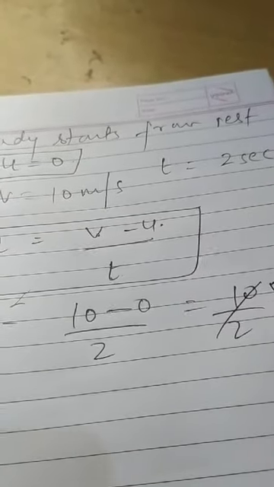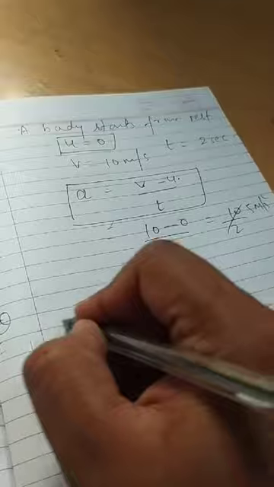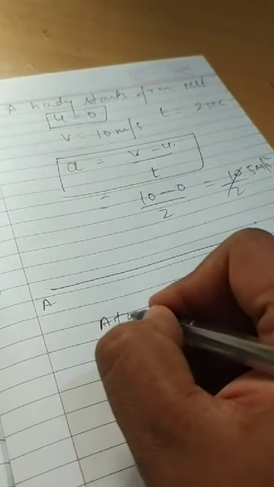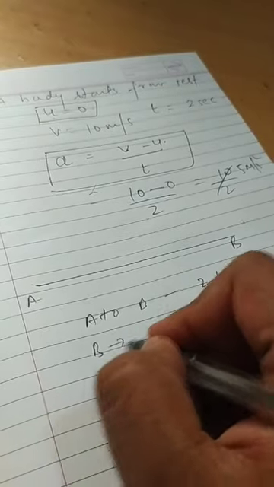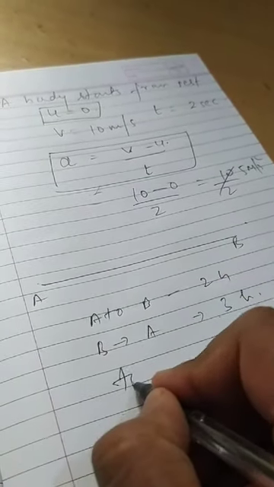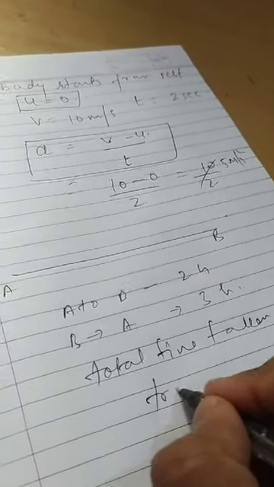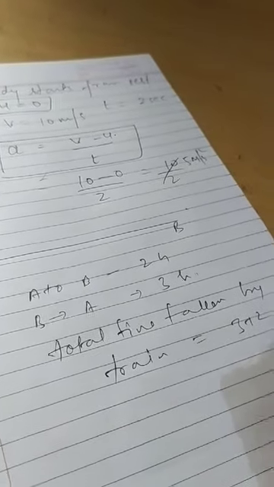A train takes 2 hours to reach station B from A and then 3 hours to return from B to A. The distance between the two stations is 200 km. Find the average speed. Very good question. From A to B it takes 2 hours and B to A it takes 3 hours. So total time taken by the train will be 3 plus 2, that is 5 hours.